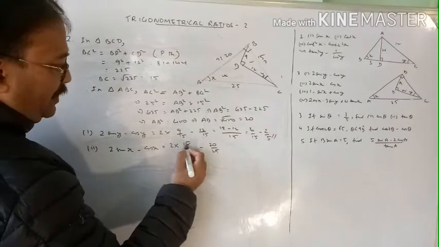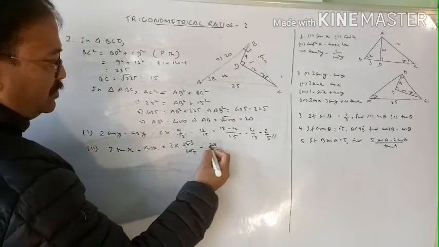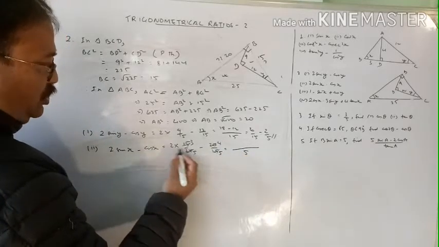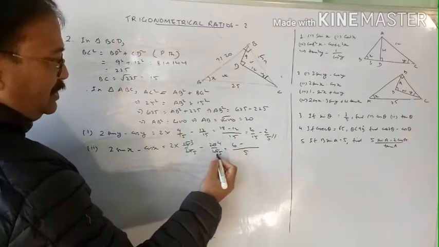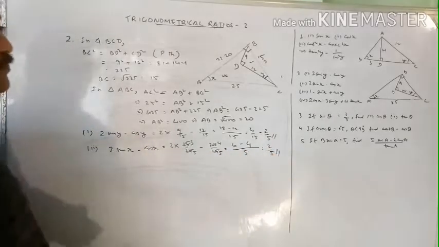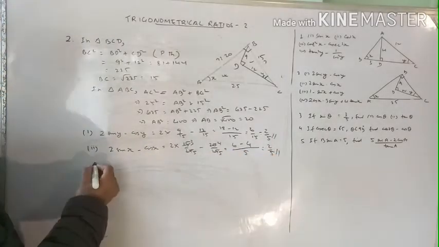Here cancel by 5, so 3 by 5 will remain. Cancel by 5, 4 by 5. If you take the LCM, the LCM is 5. So 2 threes are 6 minus 4. So that is 2 by 5, that is the answer. Now part 3.